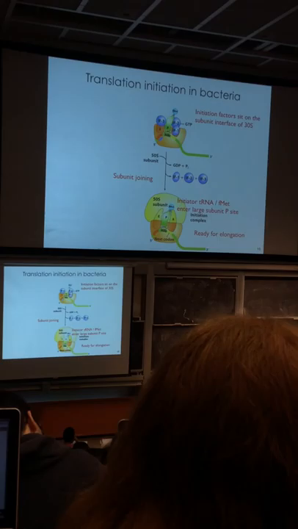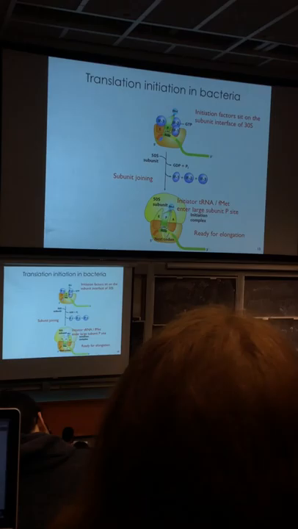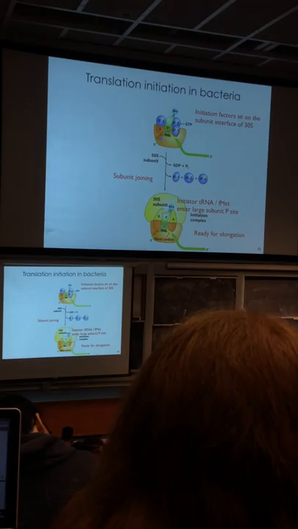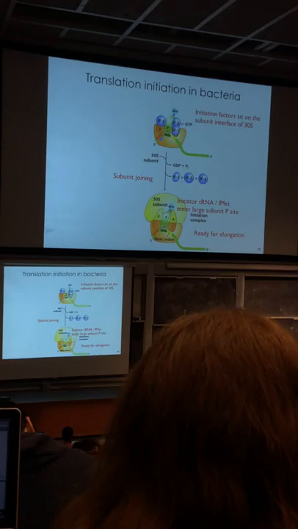So you have the large and the small subunits joined together. You have a tRNA linked to a growing peptide, which is one amino acid long, in the P site, and you have a vacant A site that's ready to receive the tRNA corresponding to the second codon on the transcript.